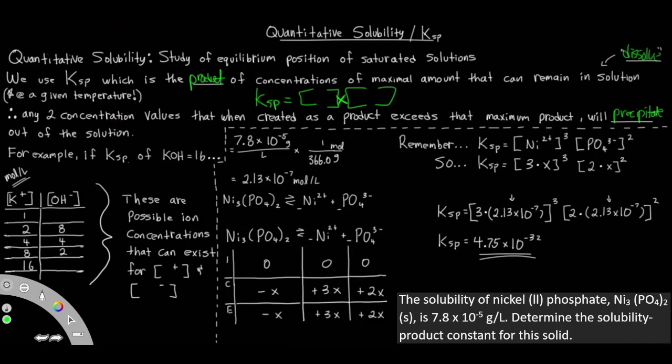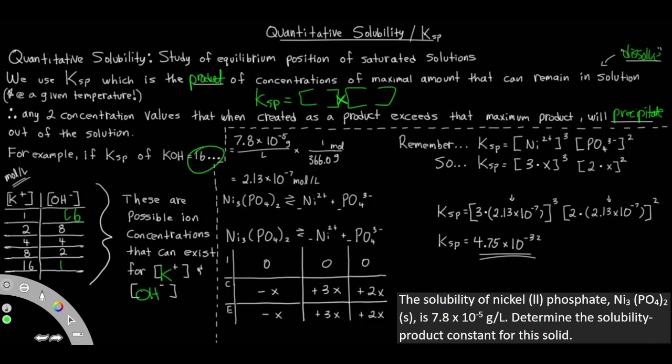out of the solution. So for example, let's have a look here. Ksp of potassium hydroxide, let's say it's a value of 16. If I see my cations and anions over here, it needs to hit 16. If it's over 16, then there will be an amount that will precipitate because it cannot readily dissolve in the solution anymore. It gets past that saturated point. So if this is our cation and this is our anion, they need to make 16, which means 1 times what gives you 16? Obviously 16. So 2 times 8 gives you 16. 4 times 4 gives you 16. That means 16 times what gives you 16? It's obviously going to be 1. So these are the possible ion concentrations that can exist for the K plus and the OH minus.